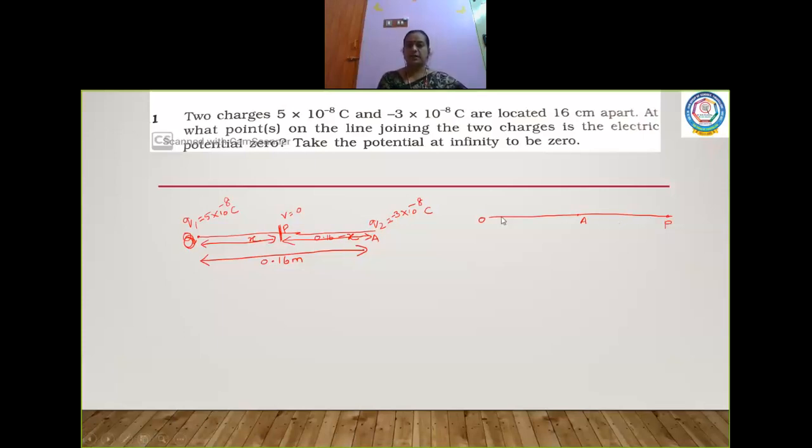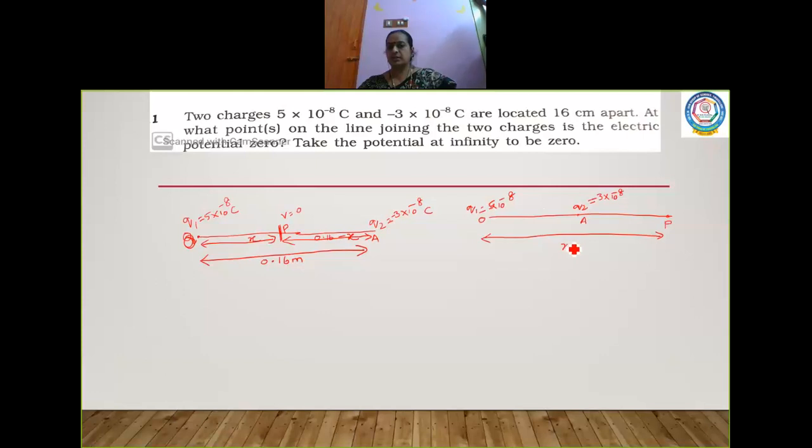Now here I have 0 to A. Here Q1 will be 5 into 10 power minus 8. Q2 is minus 3 into 10 power minus 8. And let us say the distance of the point P is, let me take this as x.